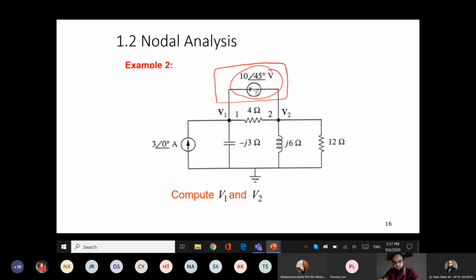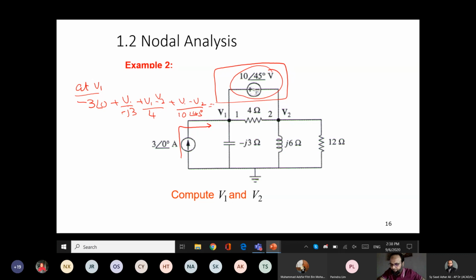I am more concerned about how you solve the circuit and how you write the equations. For example, a common mistake that I have seen is this, and I'm doing a wrong thing right now, so please do not take it as a solution. Minus 3 angle 0 at V1, minus 3 angle 0 this current, plus V1 upon minus J3, plus V1 minus V2 upon 4, plus V1 minus V2 upon 10 angle 45.